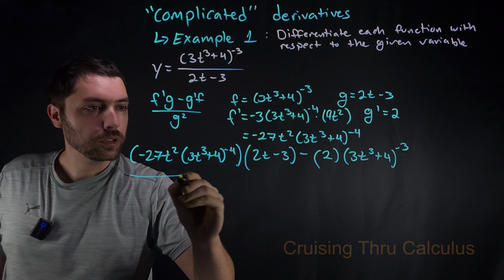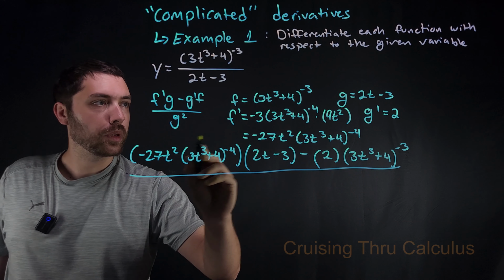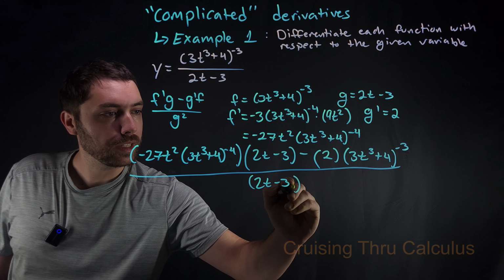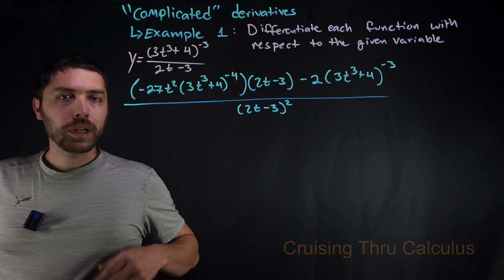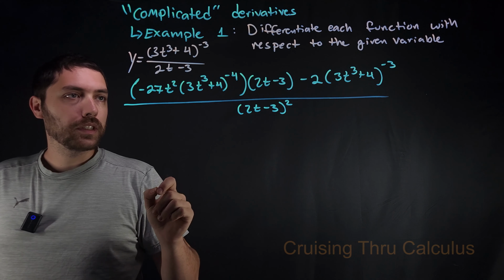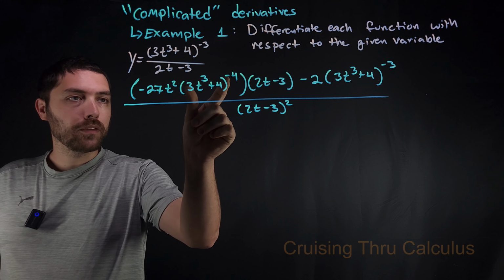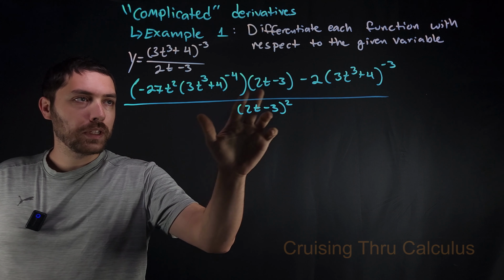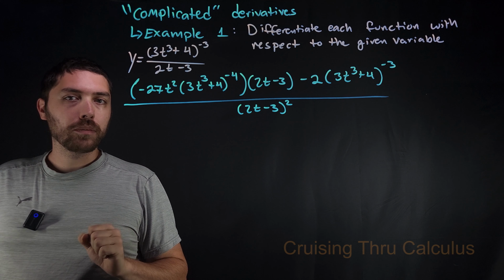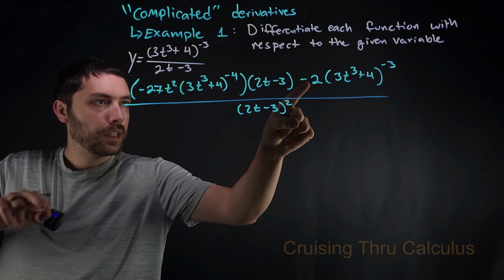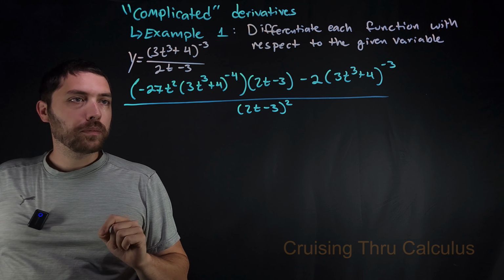And then let's not forget, of course, this is all over g squared. So that's 2t minus 3 quantity squared, like this. All right, here's what we're going to do now. We're going to deal with these negative exponents next. And what we're going to do is make them positive by moving them into the denominator. Now when I do that, the other pieces here are going to remain in the numerator. And I'm going to take these two pieces and cram them together, and this negative 2 will just stay in the numerator.